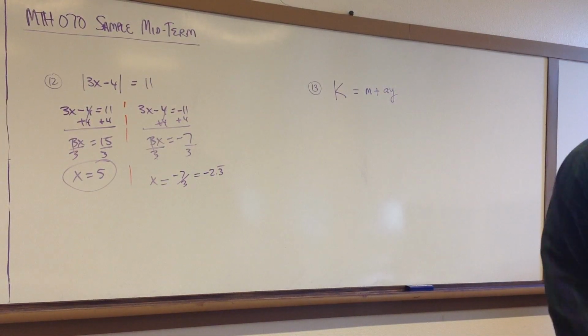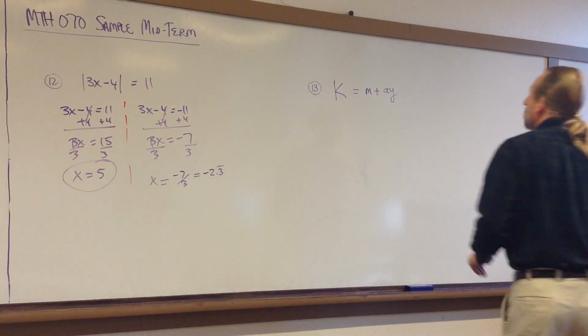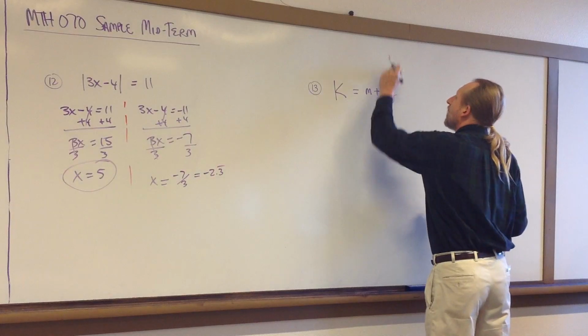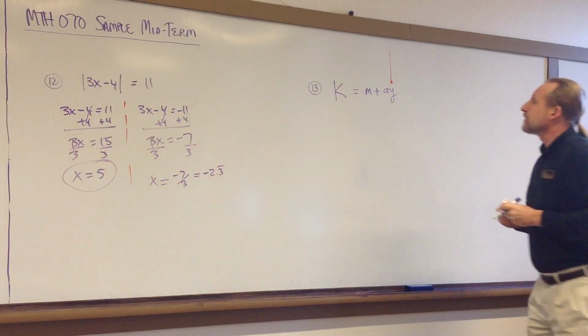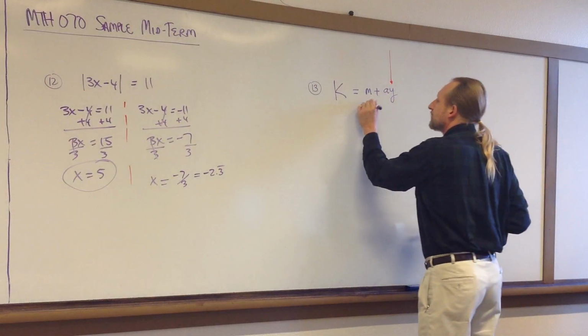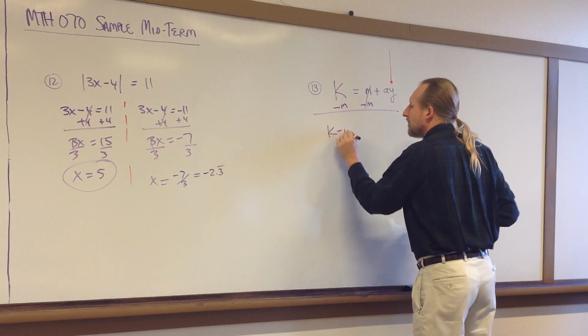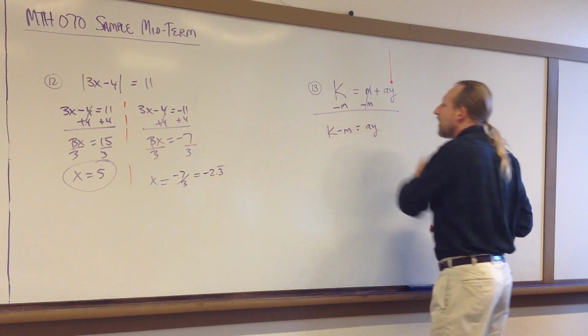So, and what are we solving for here? Solve for y. There we go. All right. So, we want to solve for the y right here. So that means we want to get the y, what has the y by itself. So, let's move the m to the other side. This will be k minus m equals ay.